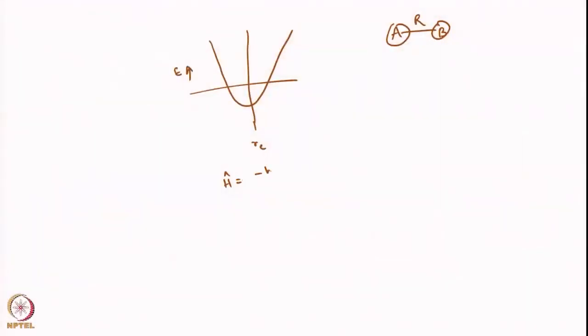Now, if you have this harmonic oscillator, then of course your Hamiltonian, as I just said, is nothing but minus h bar square by 2 mu del square R plus half k R square, where k is nothing but d square V by dR square evaluated at R_e. This is nothing but your force constant.